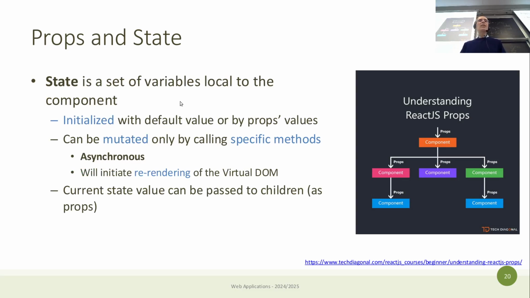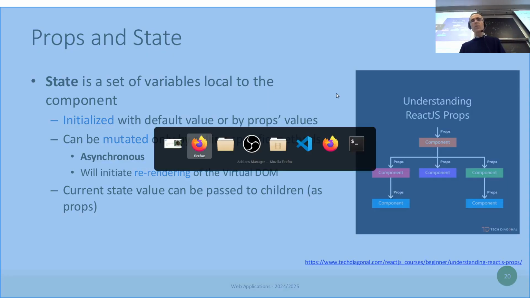State is a set of variables which is local to the component. It will be initialized and mutated according to specific methods that depend on React's philosophy. The state can be passed as props to the children components. But we will come back to the state when it's needed.